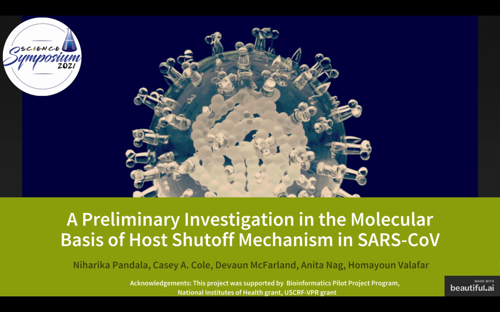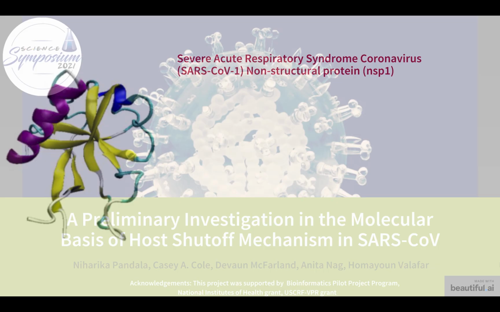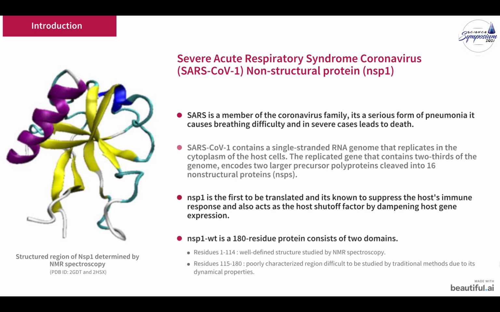I'm Niharika Pandala, and my research topic is a preliminary investigation in the molecular basis of host shutoff mechanism in SARS coronavirus. Severe acute respiratory syndrome coronavirus, also known as SARS coronavirus 1, is a serious form of pneumonia. It causes difficulty in breathing and, in severe cases, leads to death.